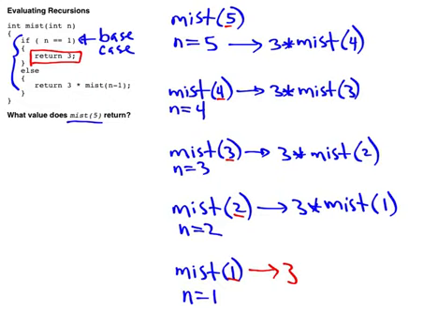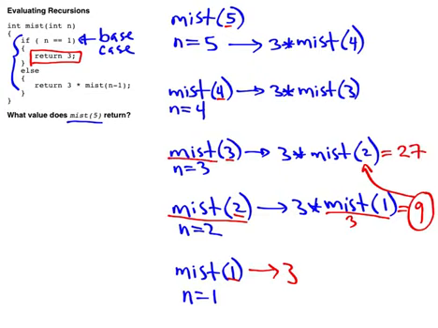And I say, well, right here, mist of 1 was called, so that should return 3. That means that 3 times 3 is 9. That means that mist 2 returns 9. So we come up to mist 2, and since that returns 9, we have 3 times 9. That gives us 27. That means that mist 3 returns 27, and we substitute it in for mist 3. We have 3 times 27, which is 81.